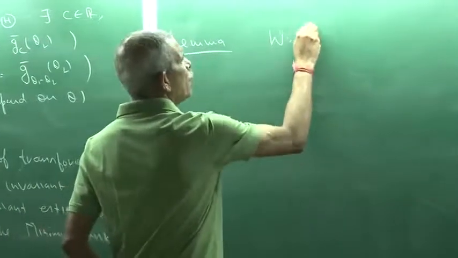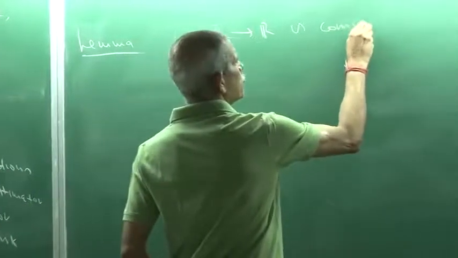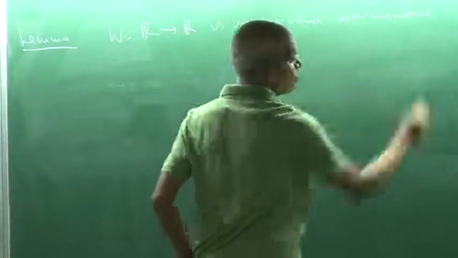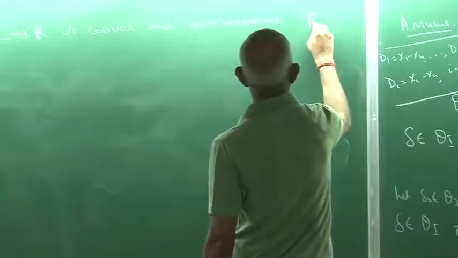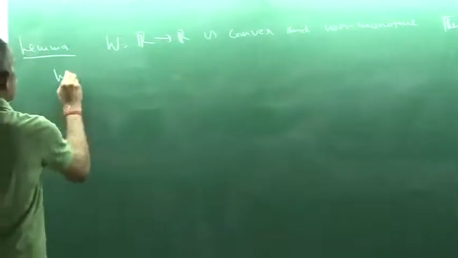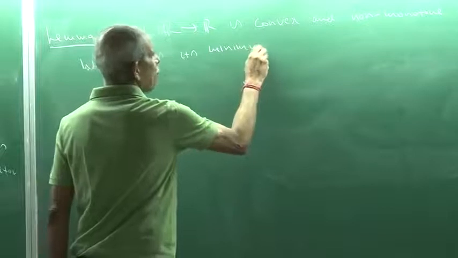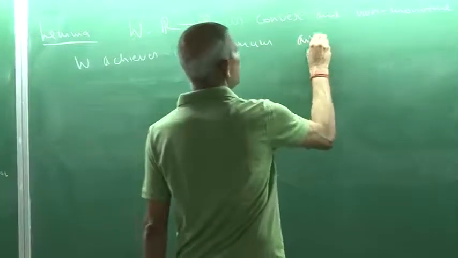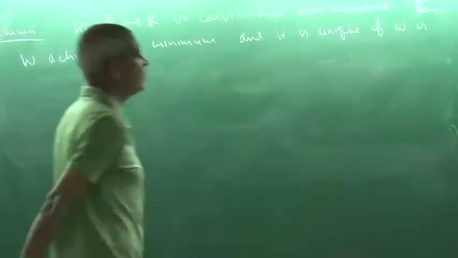So what it says is, let us say W from R to R is convex and non-monotone, because a convex function can also be monotone, like e to the power x. So I am assuming that W from R to R is convex and non-monotone. Then W achieves its minimum, and it is unique if W is strictly convex.